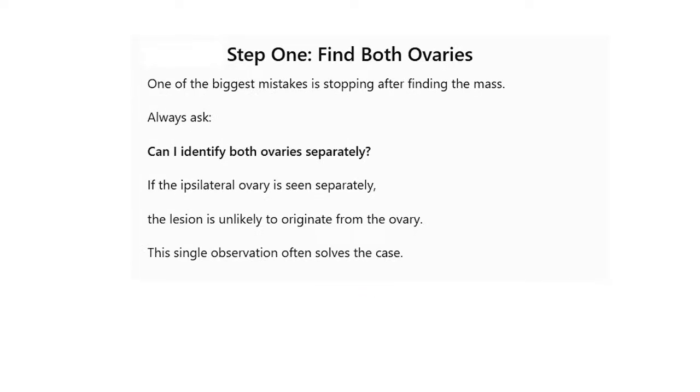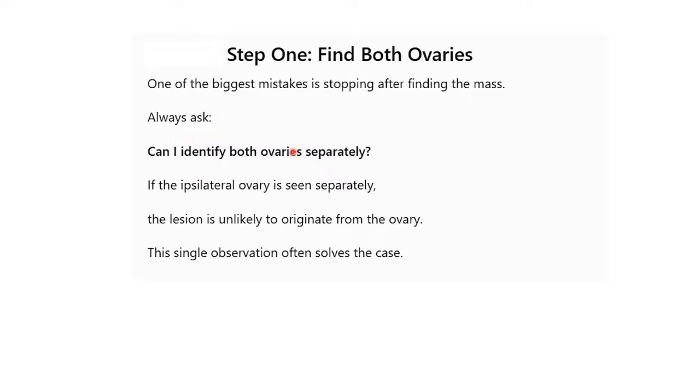So step one, what you're supposed to do when you're doing an ultrasound scan to identify these subtle or confusing lesions: you must find both ovaries. One of the biggest mistakes is stopping after finding the mass. If you see a mass, don't stop there. You must identify the fibroid, otherwise you're going to mistake the origin. Is it originating from the uterus? Is it originating from the ovary itself? That can be a bit confusing.